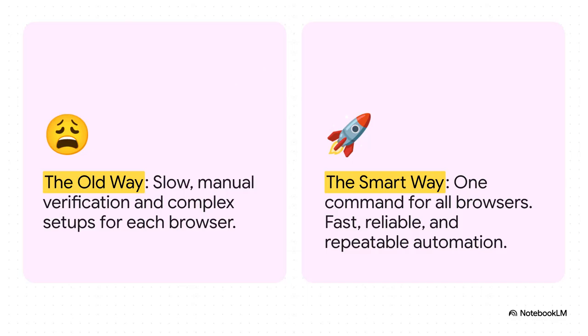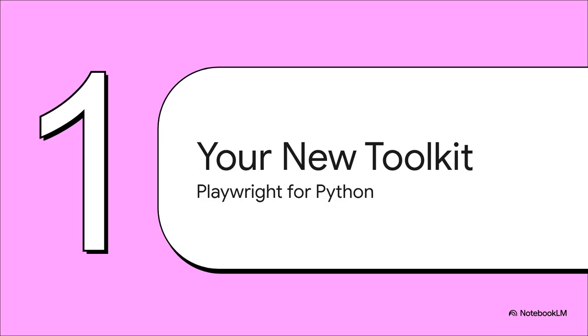Manual testing is kind of like trying to find your way around a new city with one of those old paper maps. But the smart way, the Playwright way, that's like having a GPS that not only gives you the fastest route, but literally drives the car for you. And it'll drive it across multiple cities, or in our case, browsers, at the same time. It is fast, it's reliable, and it's perfectly repeatable every single time. So let's get into the solution.